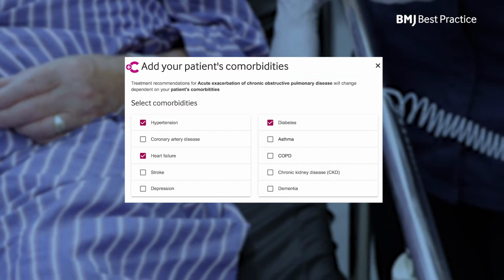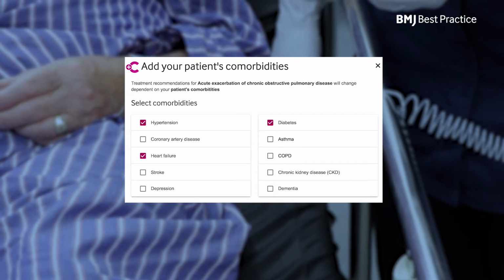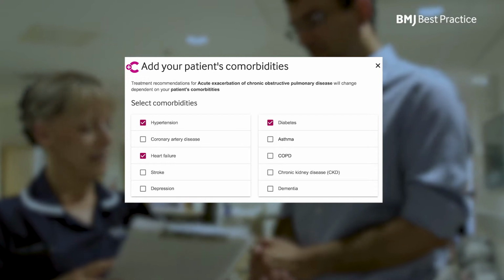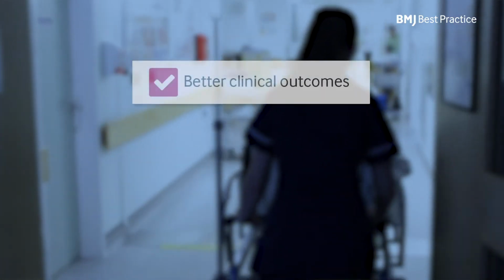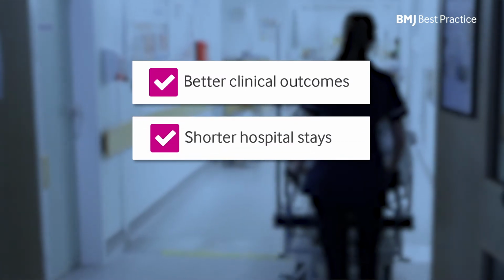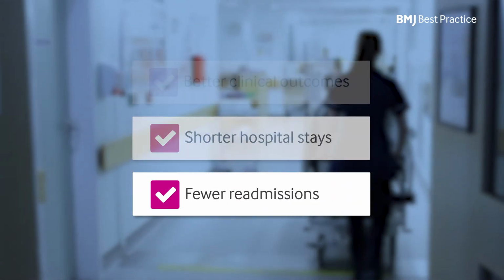Treating the acute presentation alongside existing conditions enables healthcare professionals to quickly treat and stabilise patients with comorbidities. This improves the quality of care. This means better clinical outcomes, shorter hospital stays, and fewer readmissions.